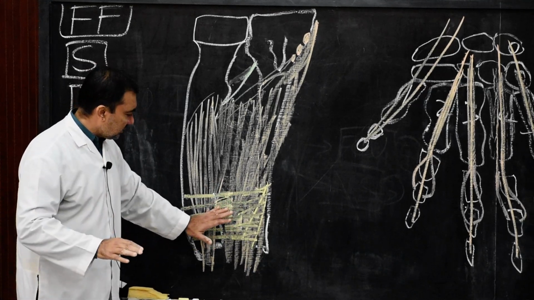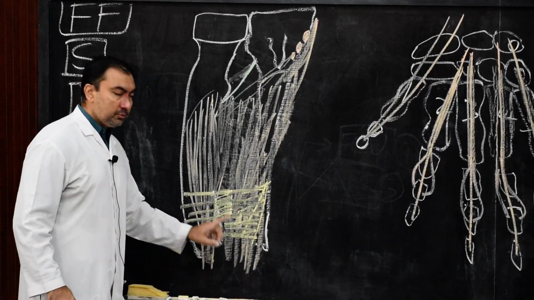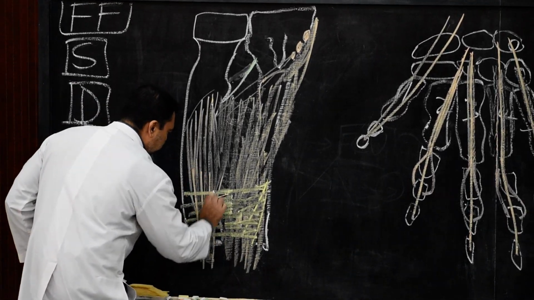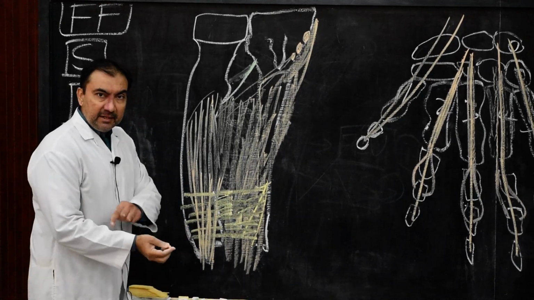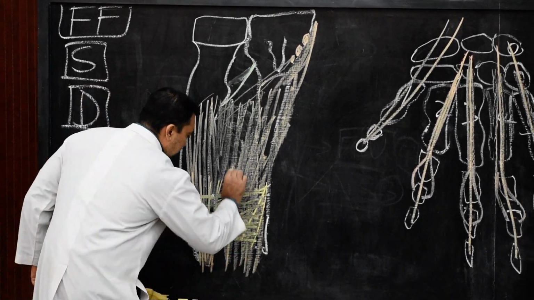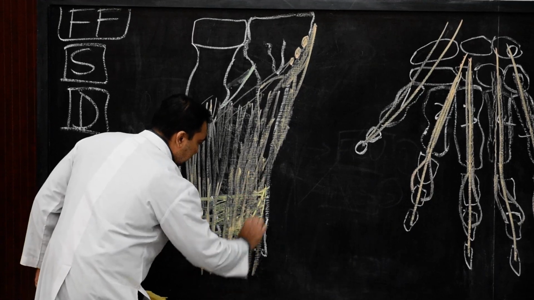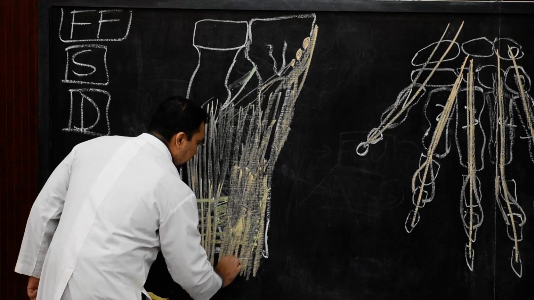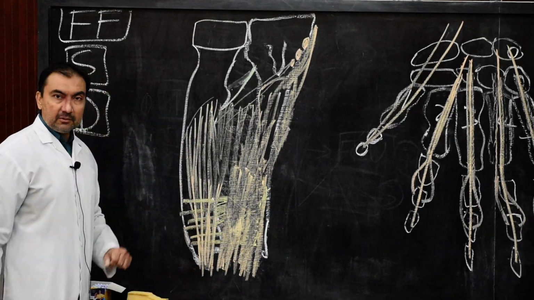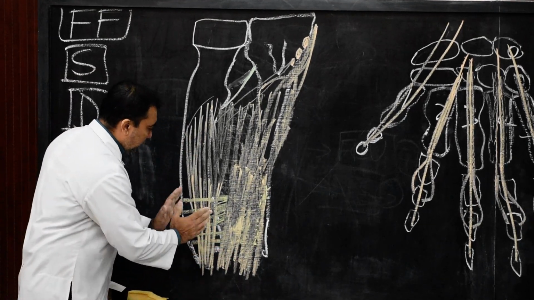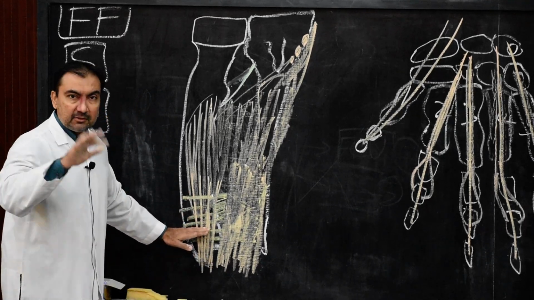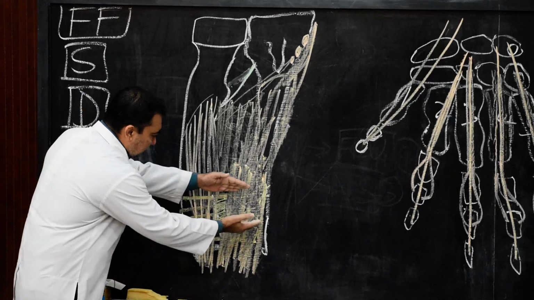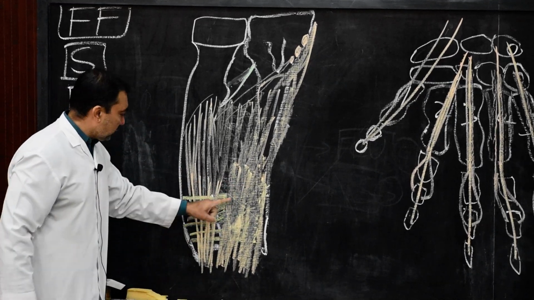But remember, this pronator quadratus is lying deep to these two muscles. So on the pronator quadratus, there will be flexor pollicis longus on the radial side and on the ulnar side, there will be flexor digitorum profundus. So when you dissect here, you will see first on the radial side flexor pollicis longus, on the ulnar side flexor digitorum profundus, and deep to it, you will see transversely oriented fibers of pronator quadratus.